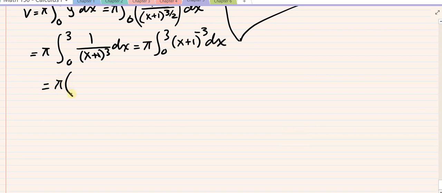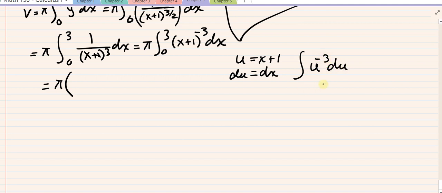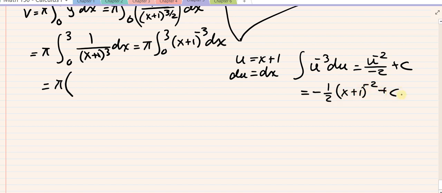Let's see, the integral now. If I let u be x plus 1, du is dx, right? So the integral as an indefinite integral is that of u to negative 3 du. That's going to be negative 3 plus 1 is negative 2, u to negative 2 over negative 2 plus a constant, right? So the indefinite integral is going to be negative 1/2 times x plus 1 to negative 2. Okay, so that's what I'm going to write. That's negative 1/2 times x plus 1 to negative 2 evaluated from 0 to 3.